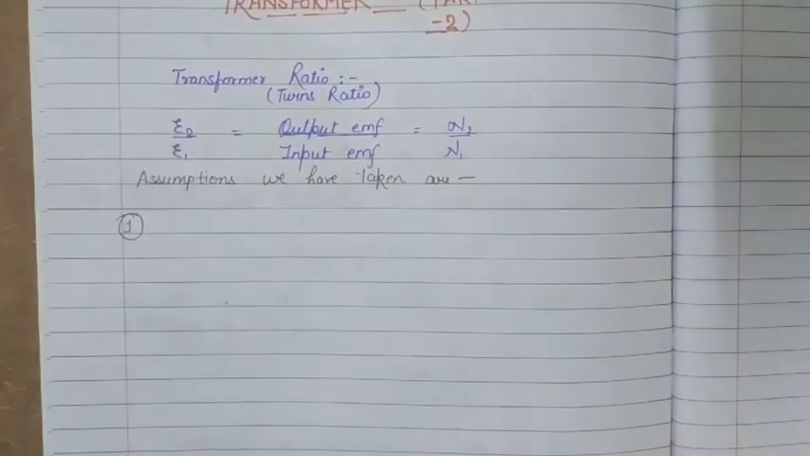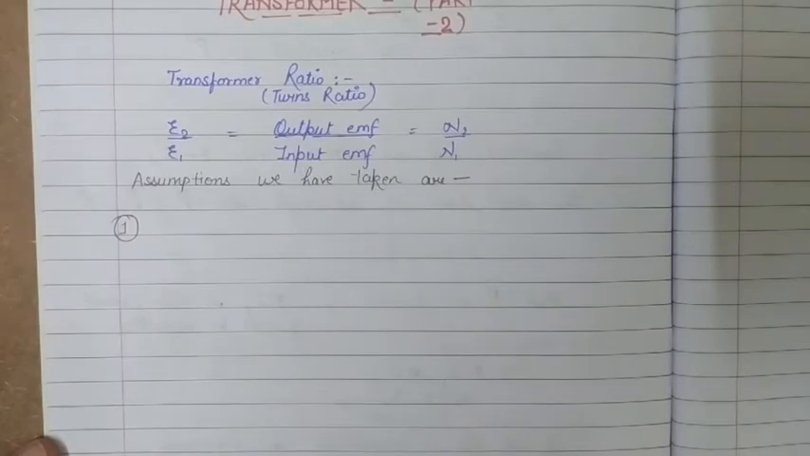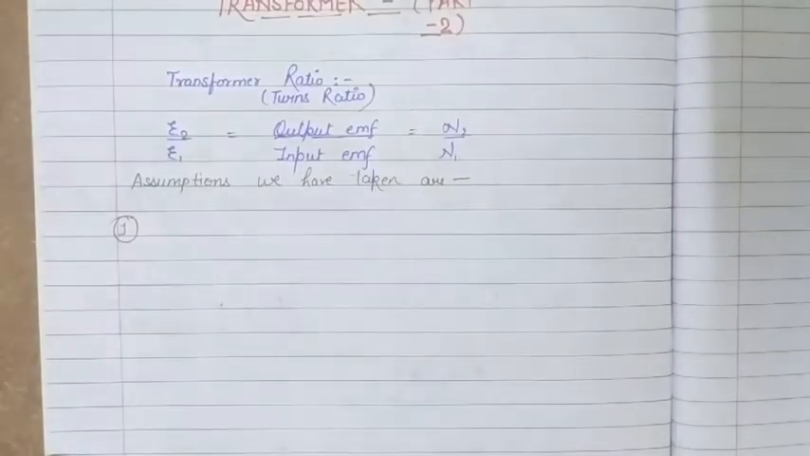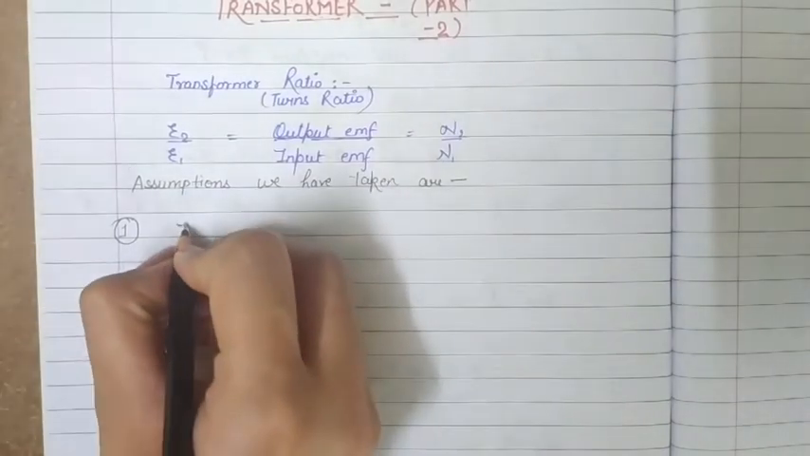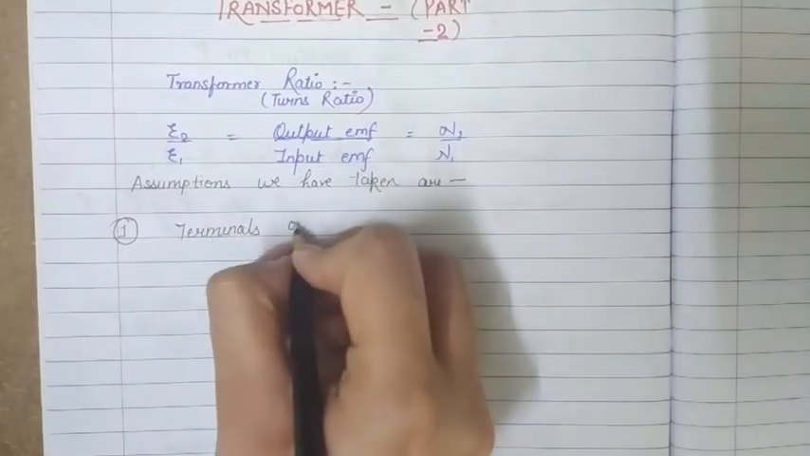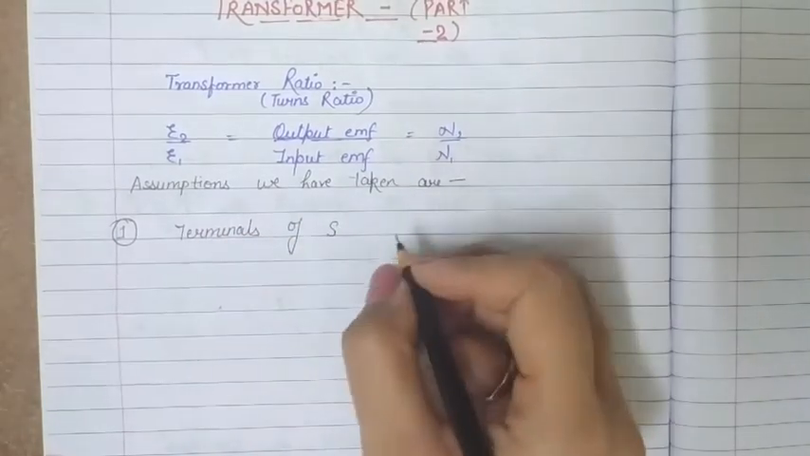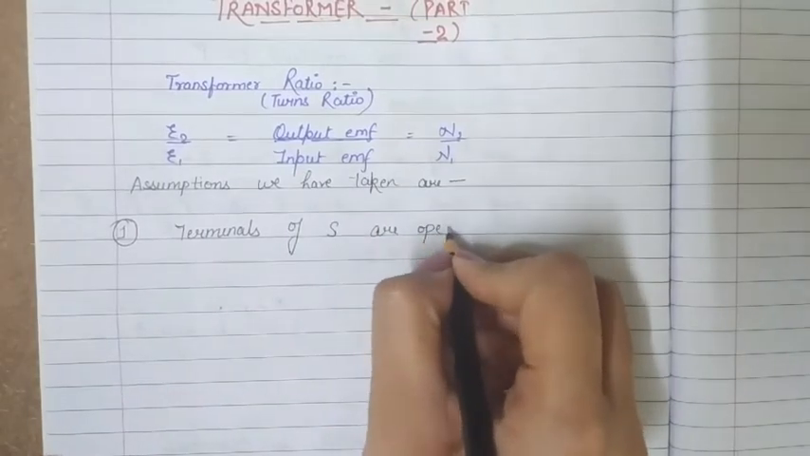So the very first assumption that we considered in the start of this derivation of transformer ratio was that the terminals of the secondary coil are open. I'm writing it S. The secondary coil was S. So terminals of S are open. That was our first assumption.